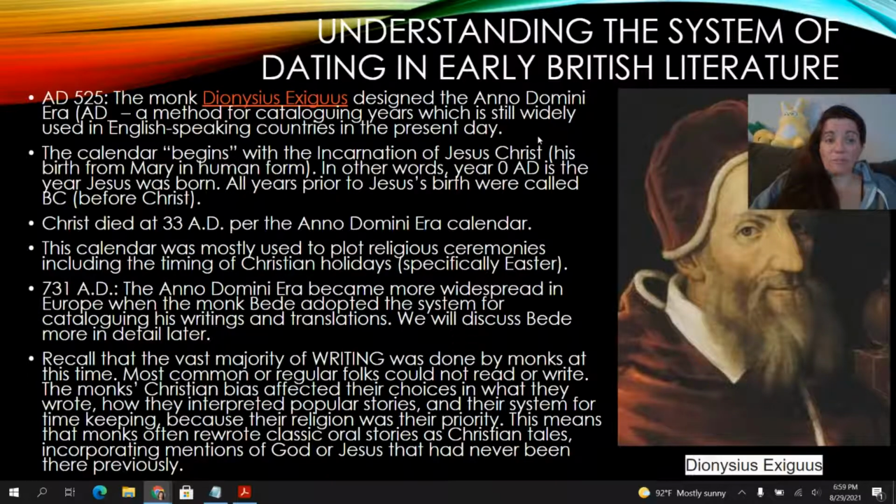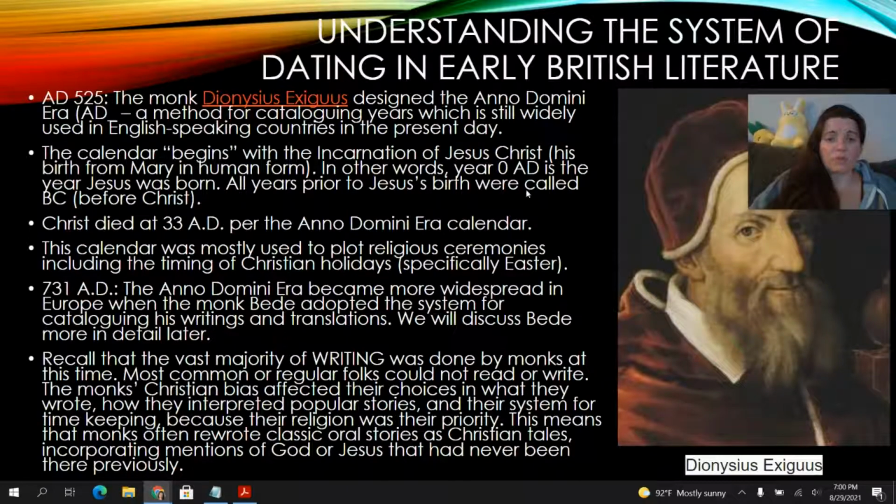It's a method for cataloging years, which is still widely used in English-speaking countries today. This calendar began with the birth of Jesus Christ. So Dionysius was a monk. He was a Christian monk. He studied Christianity, wrote about Christianity, was very passionate about Christianity. So it makes sense that he would create a calendar that was based around Christianity, and this focal point of Christianity being Jesus Christ, the birth of Jesus Christ.